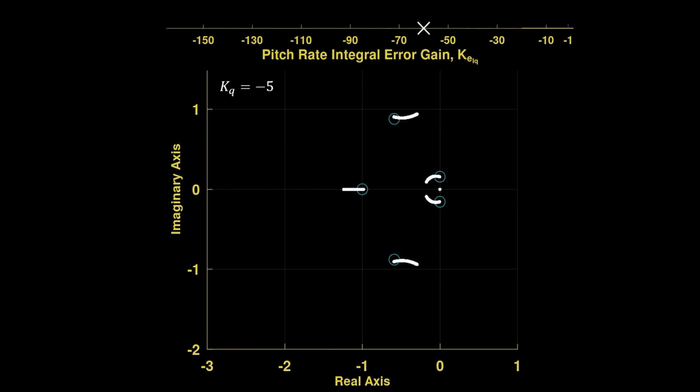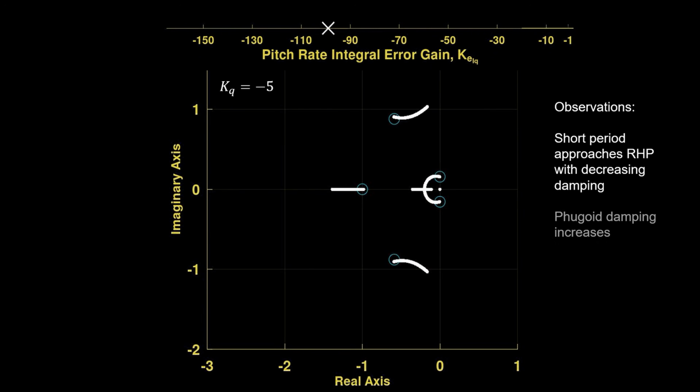We vary the integral error gain for increased tracking performance with a small proportional gain for damping. This root locus shows us a tough trade-off. As the integral error gain magnitude increases, so does the rate of tracking, but the short period approaches the right half plane, becoming increasingly underdamped. Simultaneously, the phugoid damping increases as it approaches the real axis. At some point, the phugoid dominant pole moves rightward on the real axis, slowing down the phugoid mode as control effort increases.